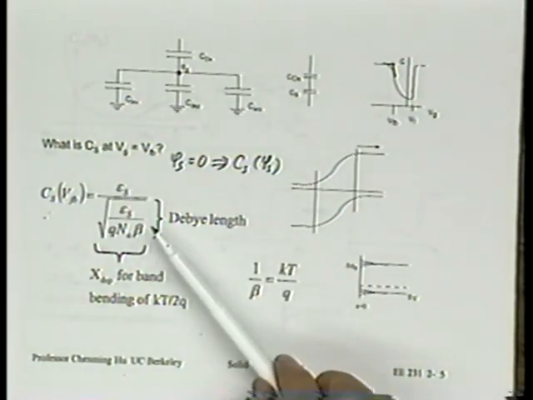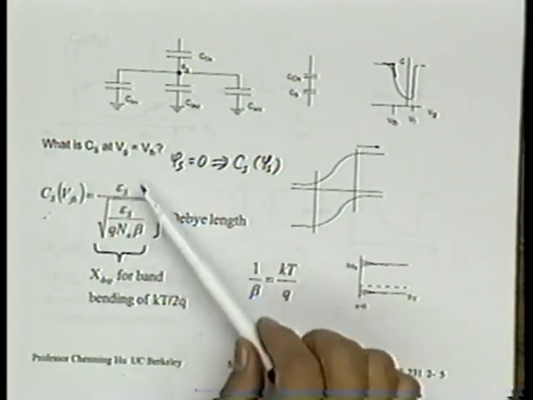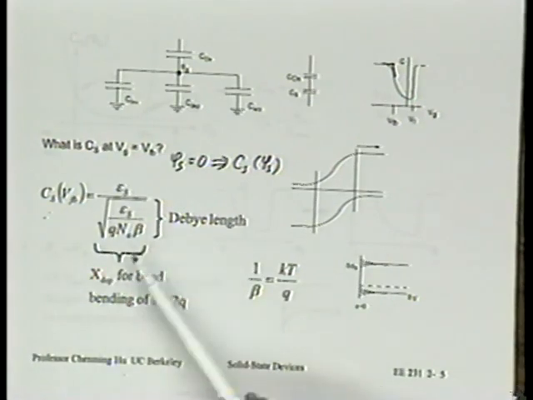We wrote this in this manner because if we put epsilon s in the numerator and put everything else down below, then what is in the denominator must have the dimension of a length. Indeed, it has the dimension of a length. We call that the Debye length. You probably have heard of this term before, but I'll give you an interpretation that will help you remember it.